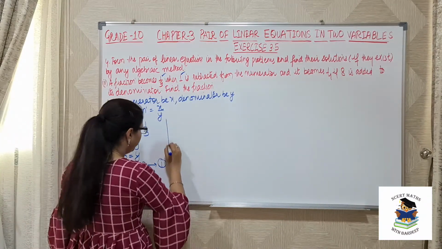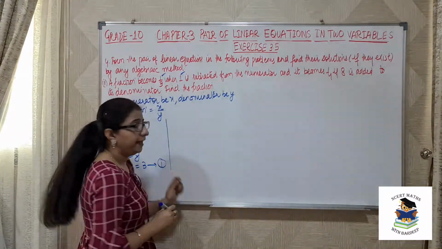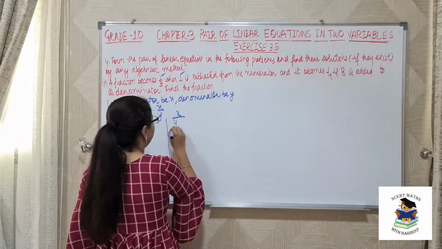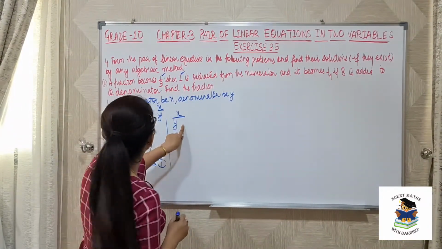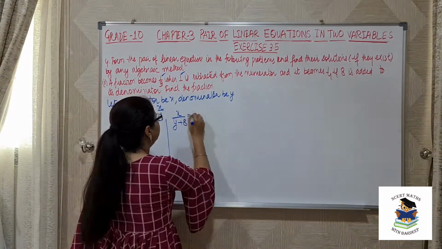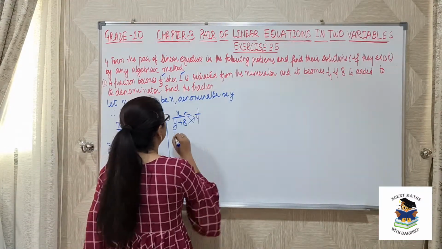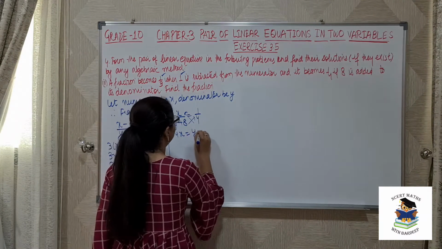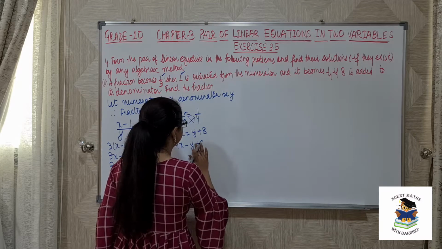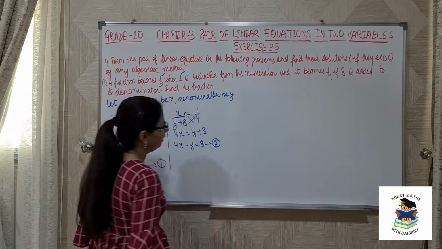So let's see the second case. It becomes 1 by 4 if 8 is added to the denominator. So my original fraction is x by y, but 8 is added to denominator, so y plus 8 is our new denominator. Then fraction becomes 1 by 4. So again cross multiply them, that is 4x equals to y plus 8. So 4x minus y equals to 8. So this is my second equation.